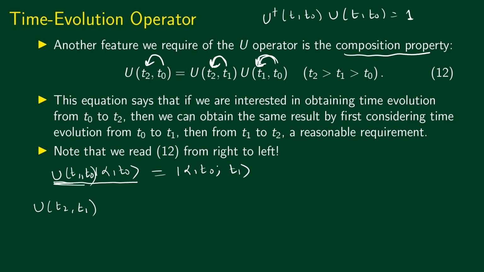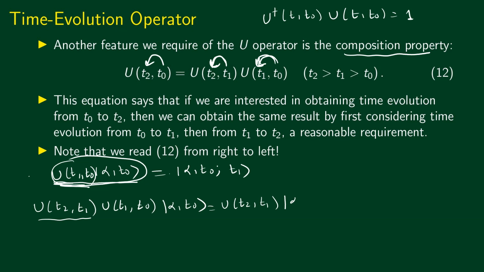Here we already have U(t1, t0) acting on |alpha, t0>. This is equal to, so we haven't done much, we have just introduced a U(t2, t1) from the left, so that acts on the left. Here we have U(t2, t1) acting on |alpha, t0; t1>. Now let's look at the right hand side.